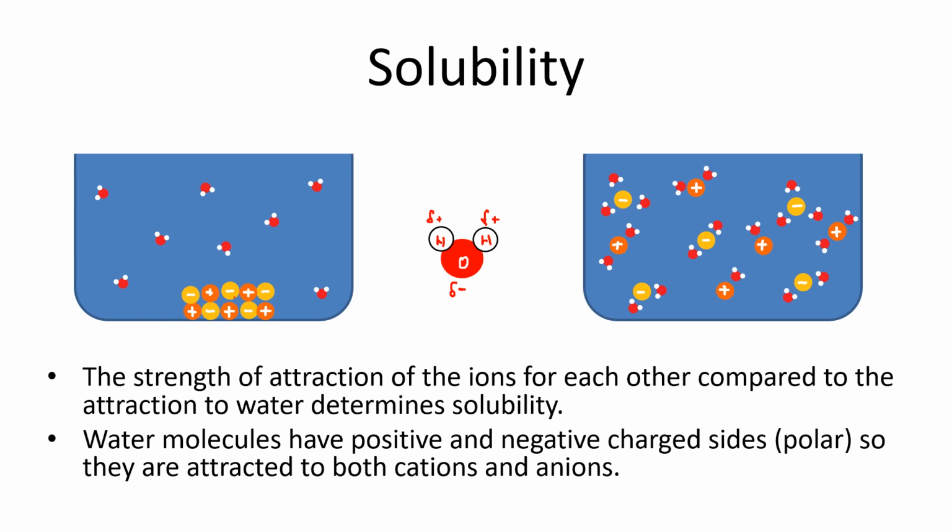The question is, how strong is that attraction? If the ions have a greater attraction for each other than they do for the water, that'll be insoluble, and that'll form your precipitate. If the ions are more attracted to the water than they are to each other, that'll be soluble, and it would just dissolve and you won't get a precipitate. So that attraction between those particles or for the water is what makes solubility happen.